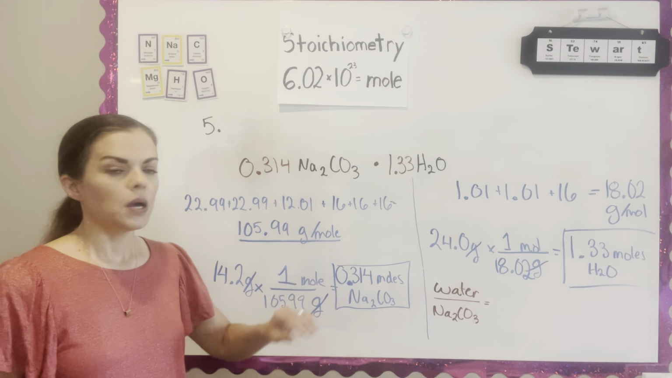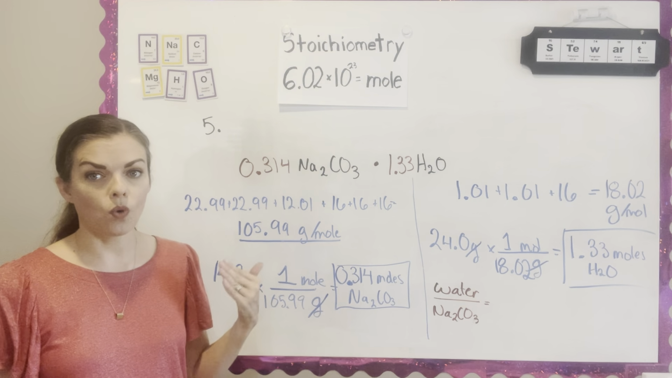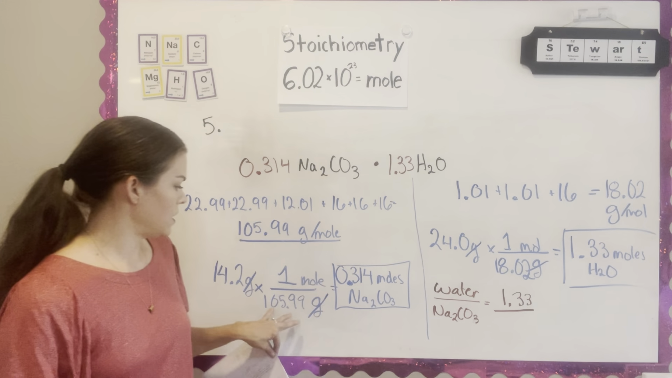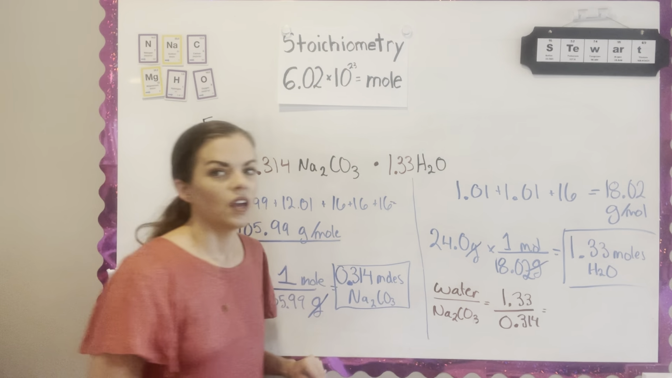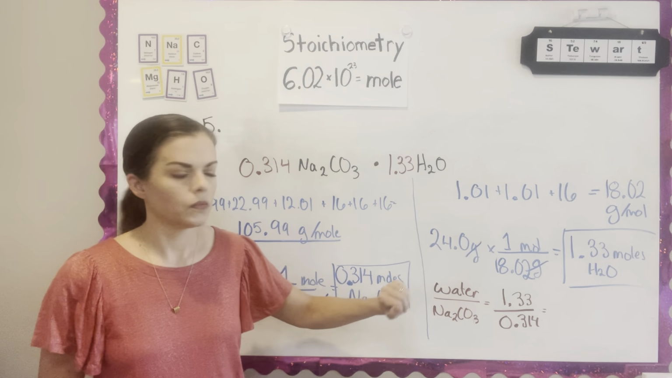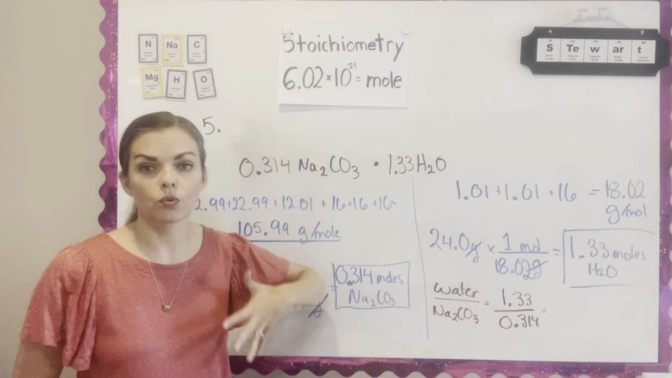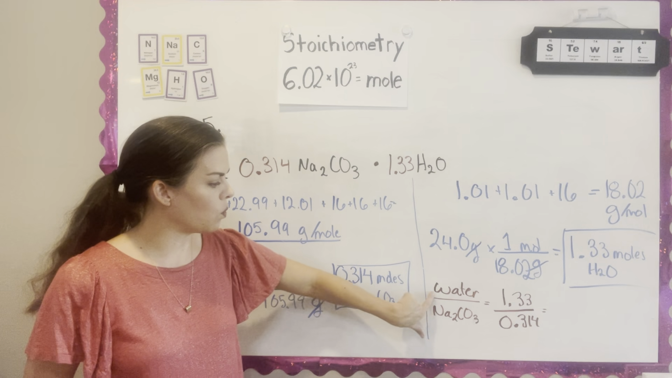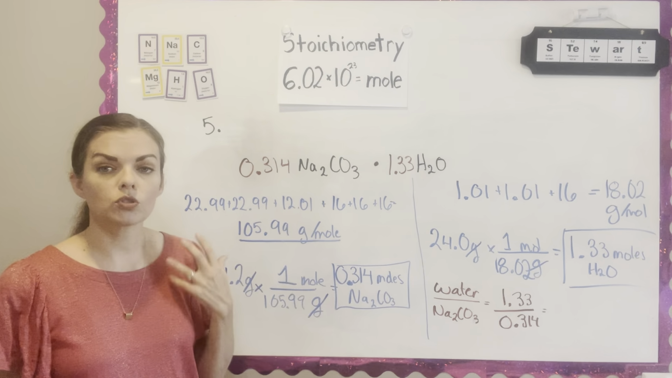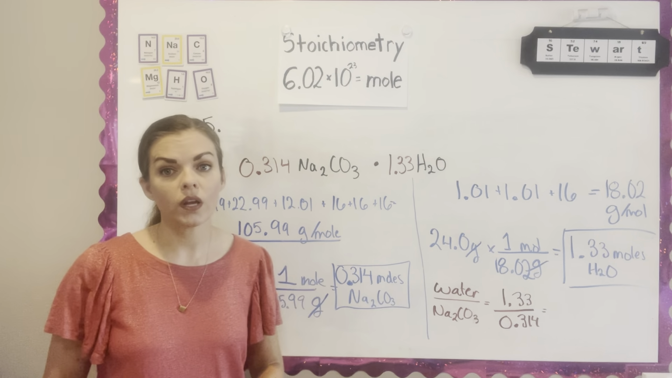And I'm going to do that by making a ratio myself to see if I can simplify them. So I'm going to set the water over the Na2CO3. So the water is 1.33 moles, and this one is 0.314. So like I said, this is a hard problem, so if you're really kind of confused at this, it's okay. But I'm just trying to compare so I can get these numbers to simple whole number ratios. And so if I compare the water to the Na2CO3, and I'm comparing moles because I'm dealing with stoichiometry and I'm working in moles, I would have 1.33 divided by 0.314.